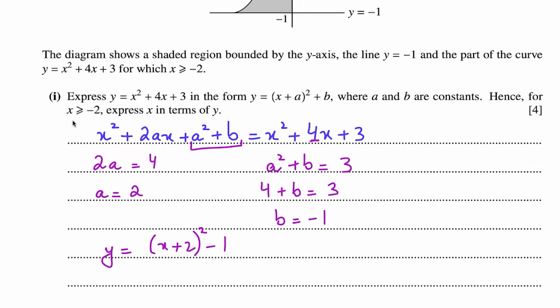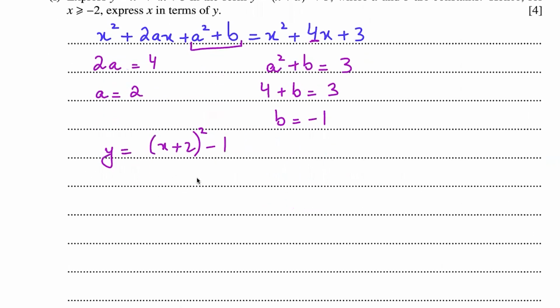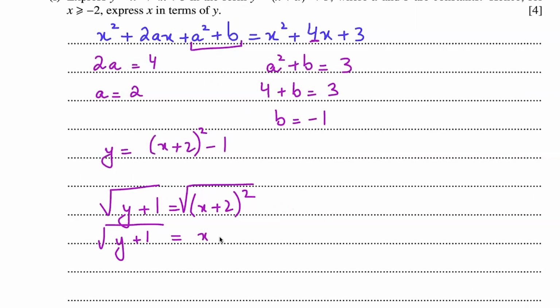Hence for x greater than or equal to minus 2, we have to express x in terms of y. First we'll take the 1 to the other side. So this will become y plus 1 is equal to (x plus 2) whole squared. Taking square root on both sides, we have square root of y plus 1 is equal to x plus 2. So x is equal to square root of y plus 1 minus 2.